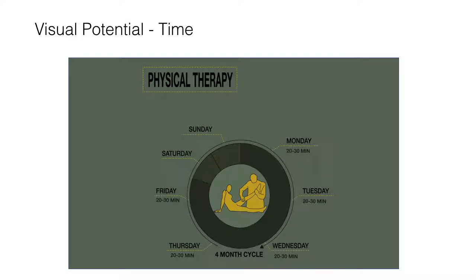Time has visual potential by representing the flow or cycle of time through the position of visual elements on the page. In my display, I exploited the visual potential of time by using a circle to indicate the cycle of time. This circle has different colored sections with labels for each of those sections that indicate the information of a weekly routine of physical therapy.